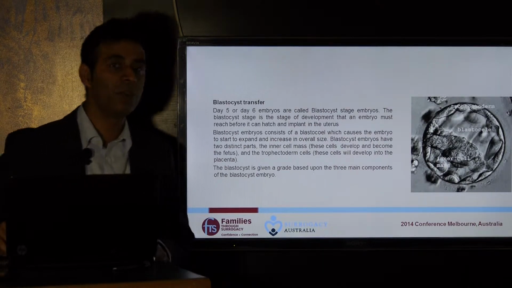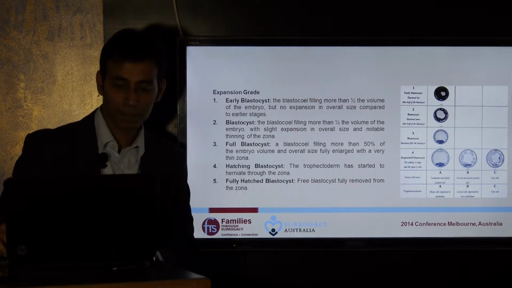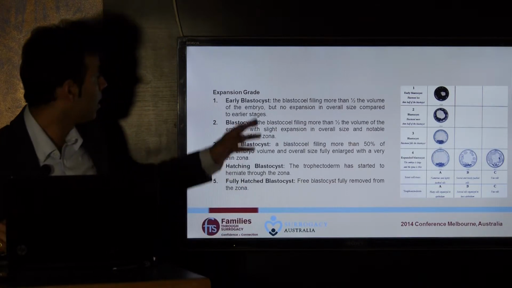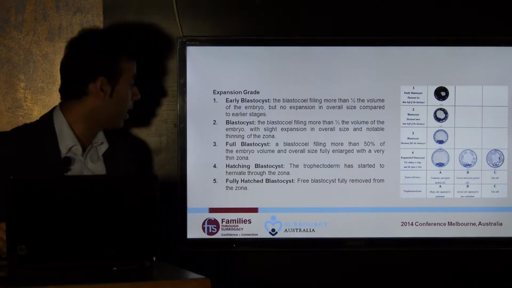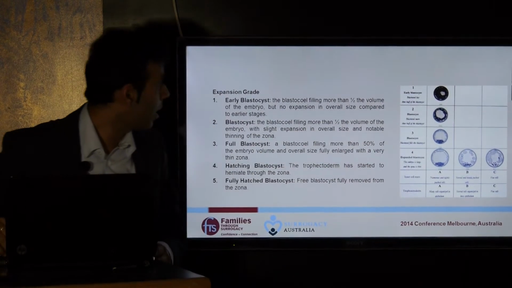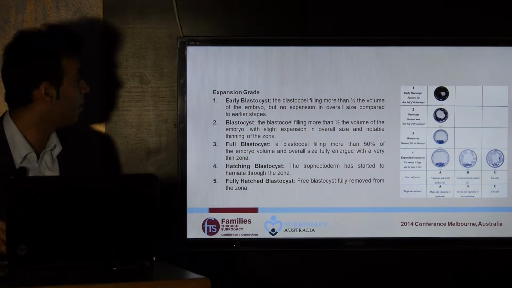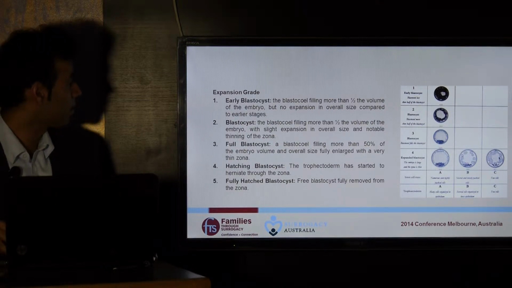The blastocyst is usually graded with 3 main components. Based on the expansion grade, it is an early blastocyst, a full blastocyst, a hatching blastocyst and a fully hatched blastocyst. As you can see in the images here, in the early blastocyst, the blastocoel fills up more than half of the volume of the embryo, but no expansion in overall size compared to the earlier stages.